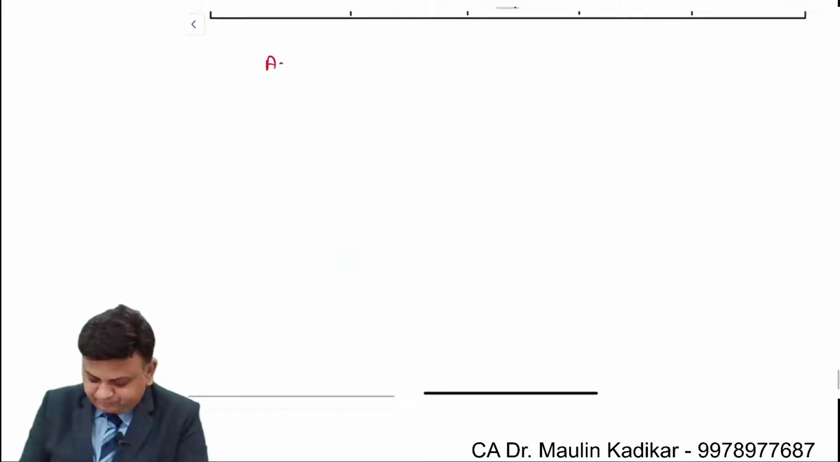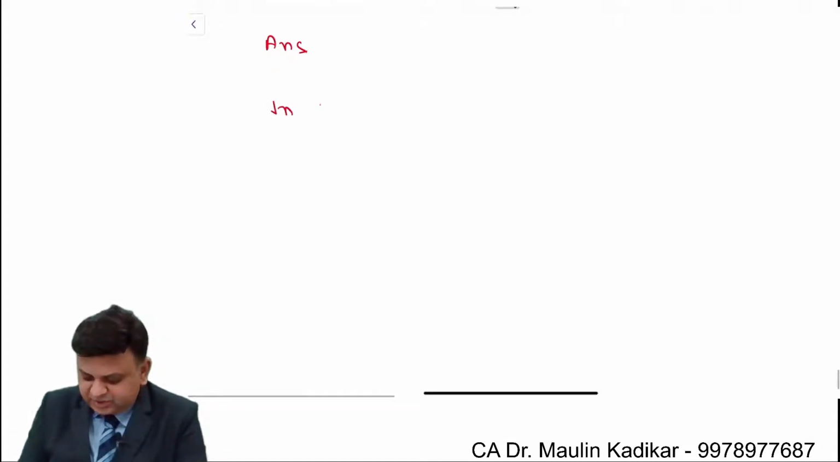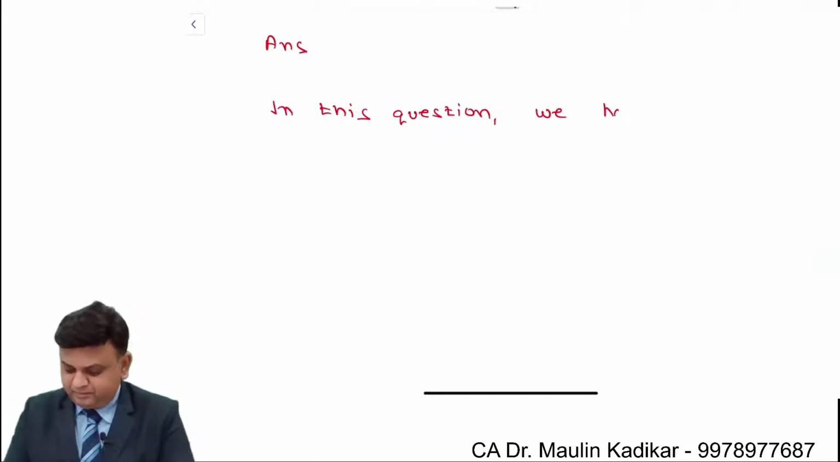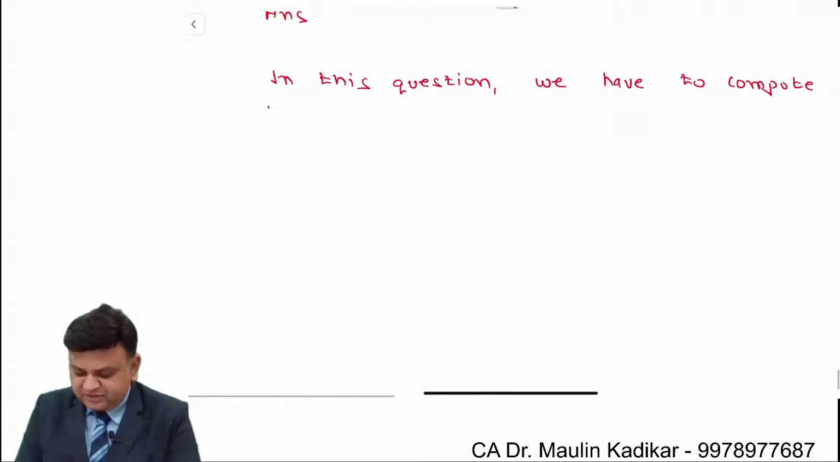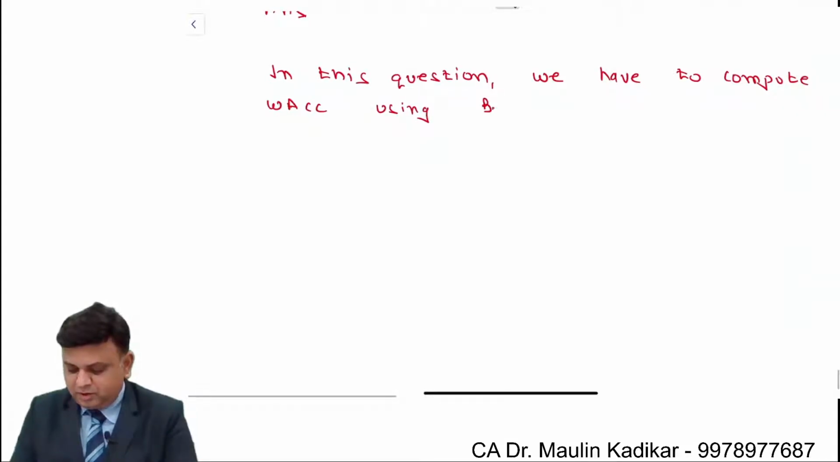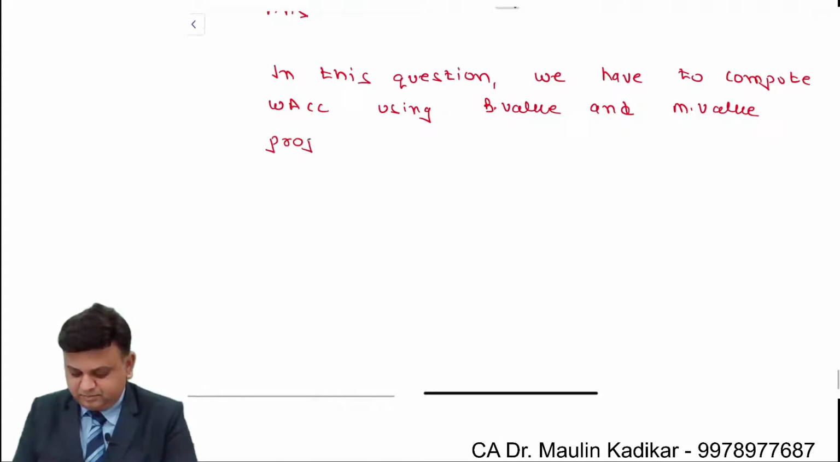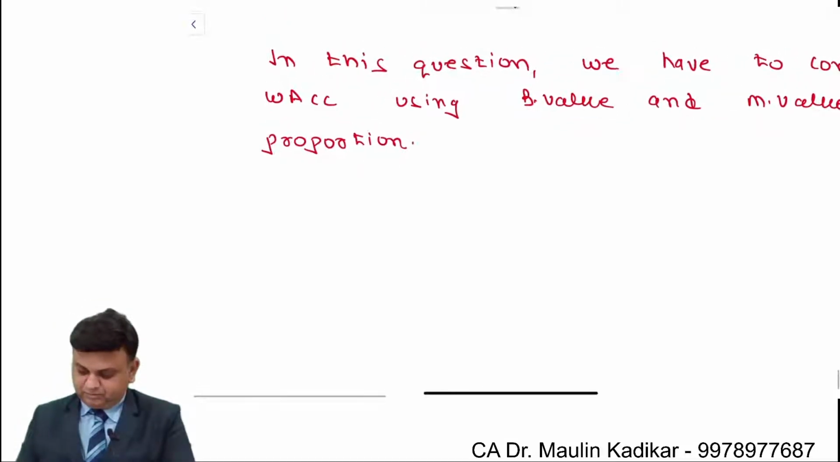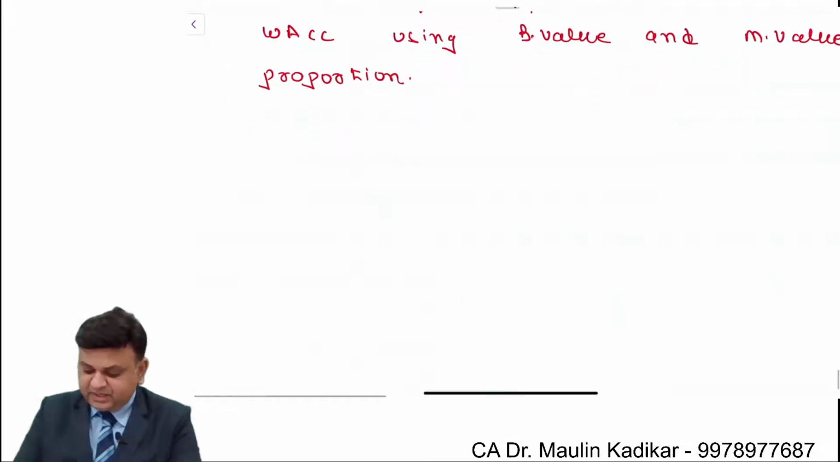Answer of the question. In this question, we have to compute weighted average cost of capital using book value and market value proportion. Full stop.